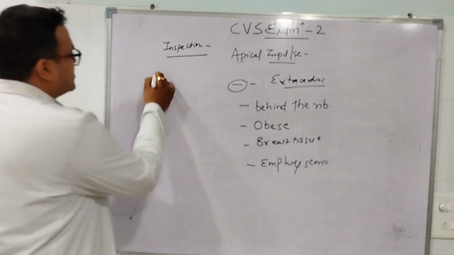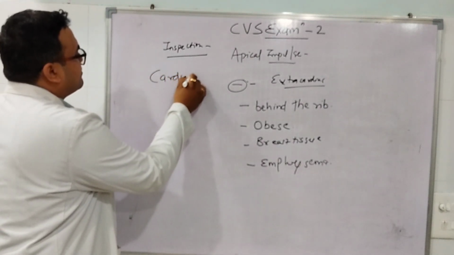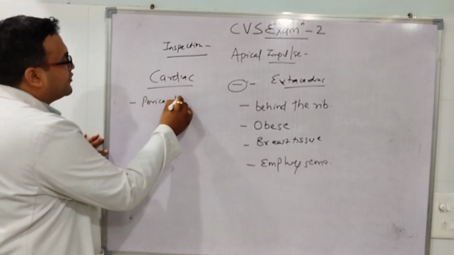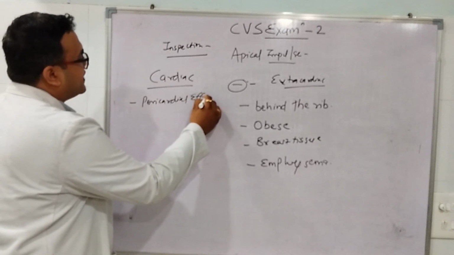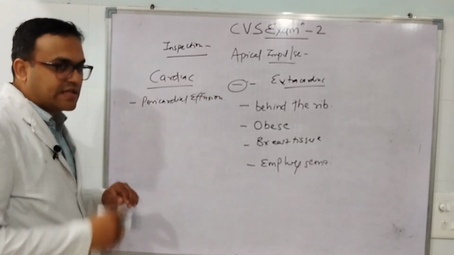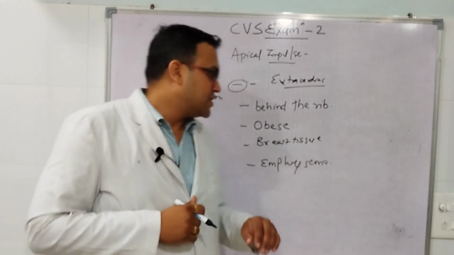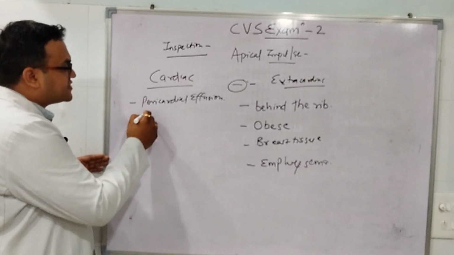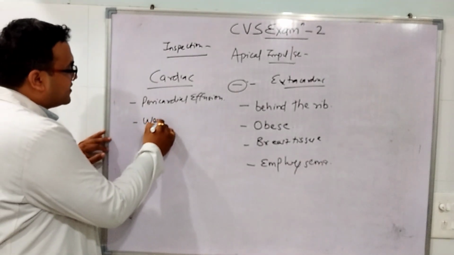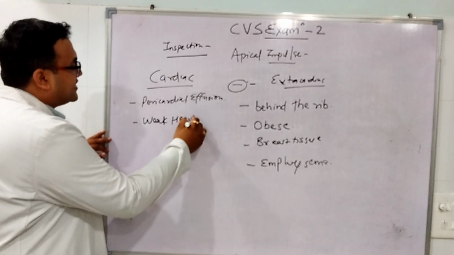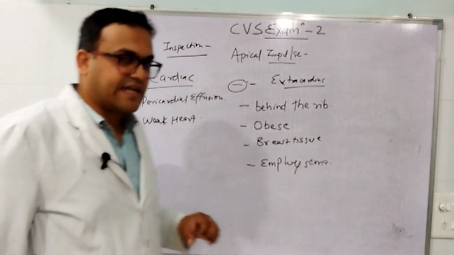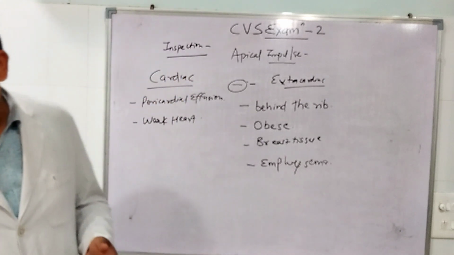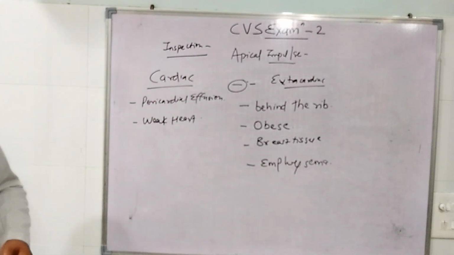So what are the cardiac causes of absent apical impulse? The cardiac causes are pericardial effusion. If there is a lot of fluid in the pericardium, that will inhibit the transmission of pulses to the chest wall, so it can be absent. Next, if the patient has a very weak heart, like in post myocardial infarction, and the heart is unable to give a strong thrust, then also the apical impulse can be absent.